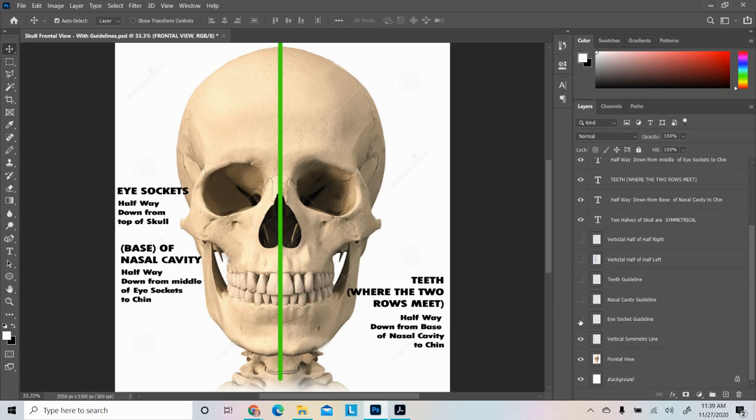So we want to create a guideline right there. So there's our guideline. It's about halfway down from the top of the skull to the chin. And you can see that in my notes right here. Then we have to look at the next feature on the face, which if it's a fleshed face, it's the nose. If it's a skull, it's going to be the nasal cavity. So the nasal cavity, if we can compare it to a shape, I think one of the best shapes to compare it to, some people like to say a triangle.